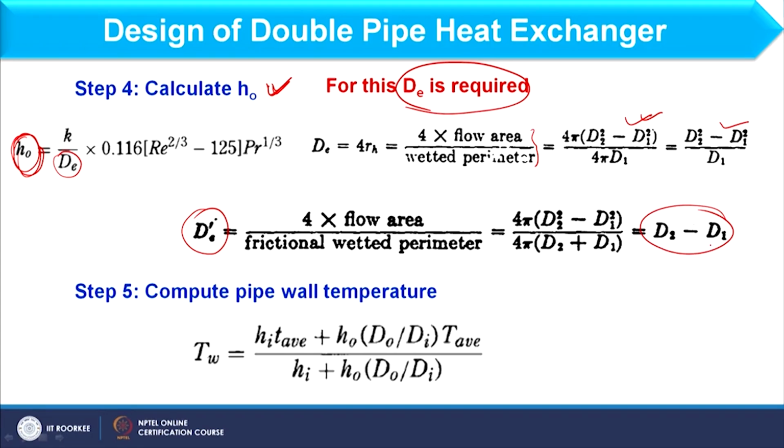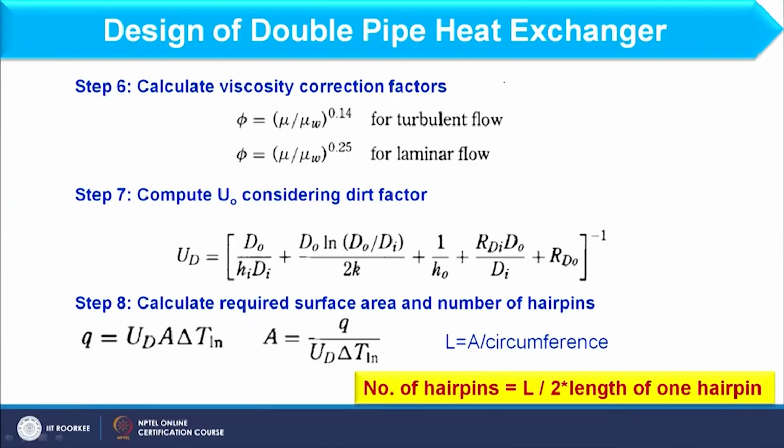Now, once you have this equivalent diameter, we will move further to step 5, where I have to calculate pipe wall temperature. This wall temperature I have to find out to compute mu W, that is the viscosity of the fluid at wall temperature, and that will be used to find the viscosity correction factor. Once I have wall temperature, I can calculate viscosity correction factor for turbulent flow and laminar flow. Here you can see the change in power factors, and once I have Hi and H naught, I can calculate overall heat transfer coefficient with dirt factors.